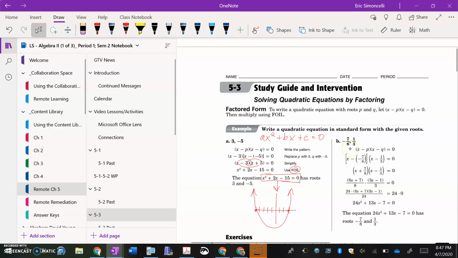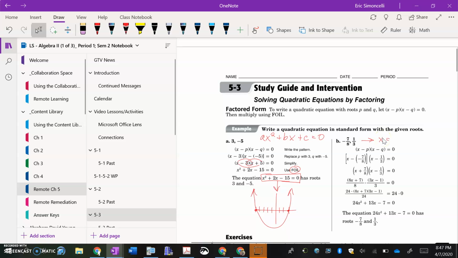Part B is similar. It's -7/8 and 1/3. They also, just like on part A, show this as x minus -7/8 or x plus 7/8, x minus 1/3, and then multiply through foiling out, setting it equal to 0. Now, I'm not going to belabor their process, although it's actually just as good as this process, which is, interestingly, I think, a little bit more efficient.